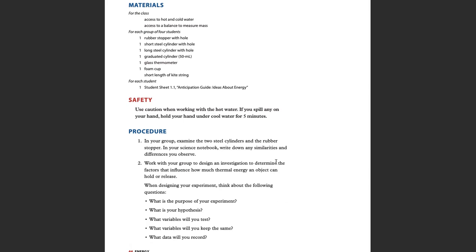The purpose is for us to determine what factors can influence how much thermal energy an object can hold or release. Okay, so the materials we're going to use for that would be the two steel cylinders and the rubber stopper. We need to make sure we develop a hypothesis, have variables that we will test, what variables are we going to control or keep the same, and what data are we going to record. So again, we're going to work together here to develop steps or procedures and how to complete this investigation.